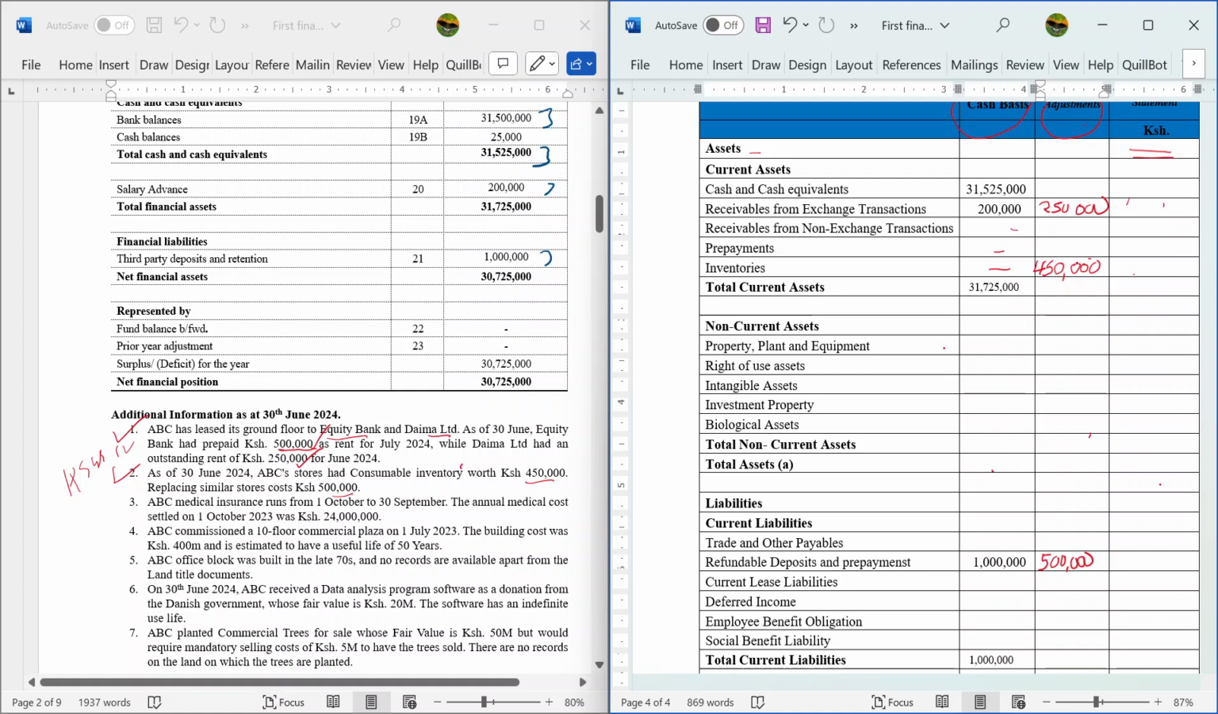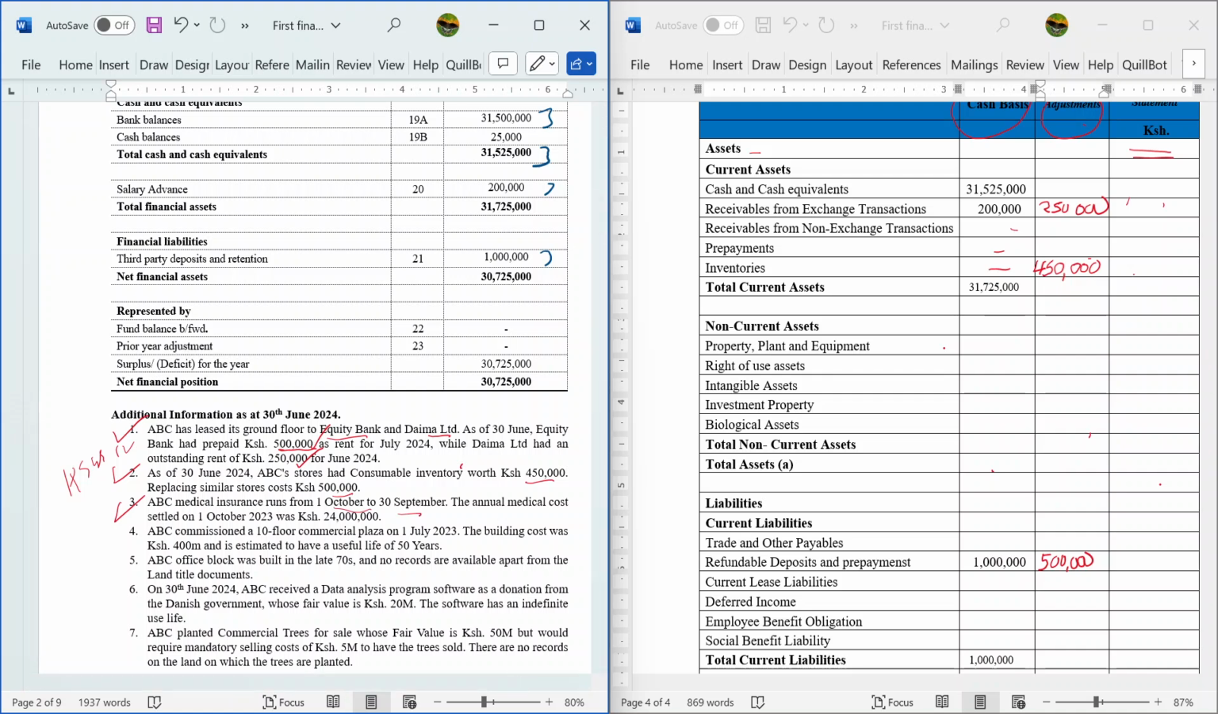Let us go to adjustment number 3. ABC medical insurance runs from 1st October to 30th September. If your year ends 30th June, you have an additional 3 months. The annual medical cost settled on 1st October 2023 was Kenya shillings 24 million. So you paid everything up to 30th September of the next year. How many months have you prepaid? July, August, September.